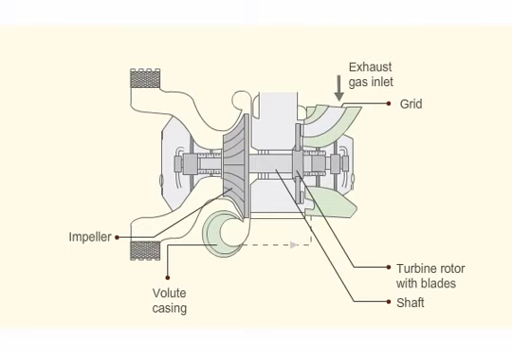The exhaust gas passes through nozzles where the pressure energy is converted to kinetic energy. The gas impinges upon the turbine blades, rotates the turbine wheel and comes out of the exhaust gas outlet.